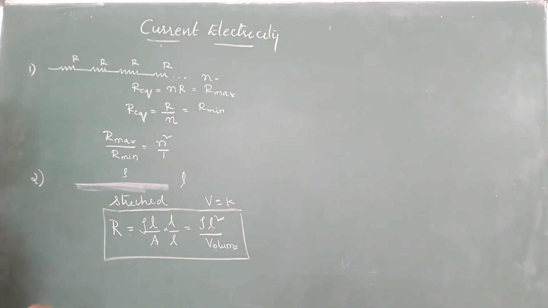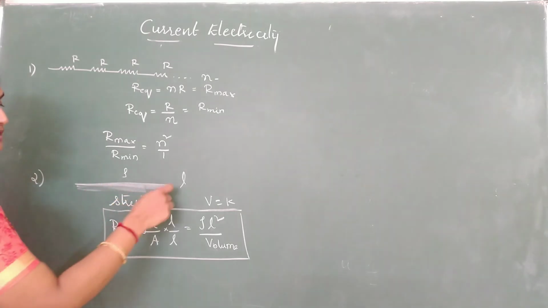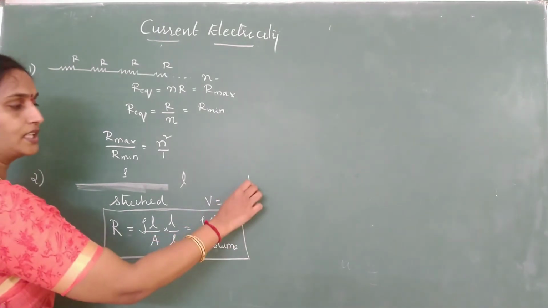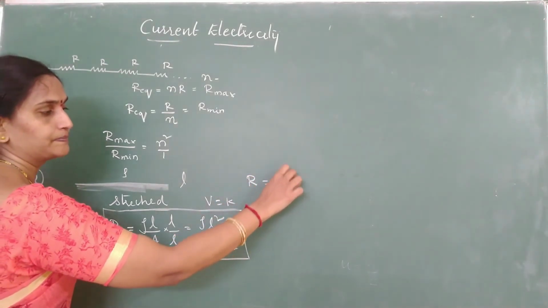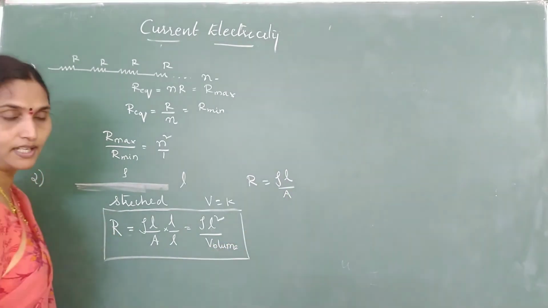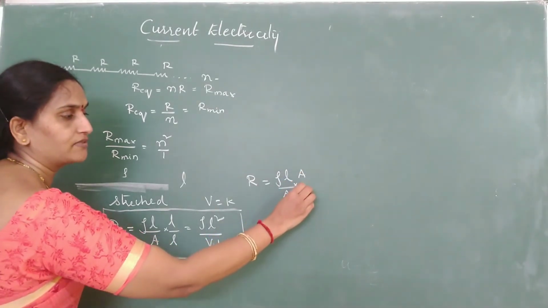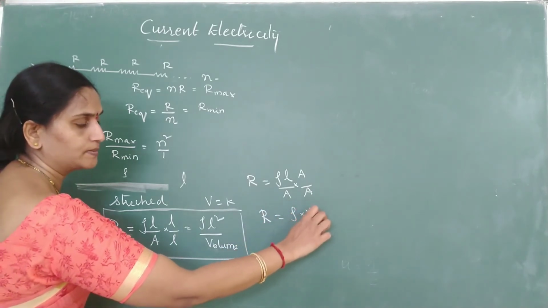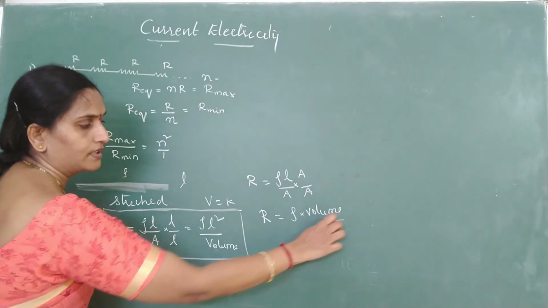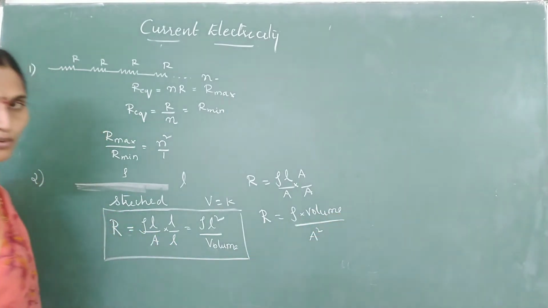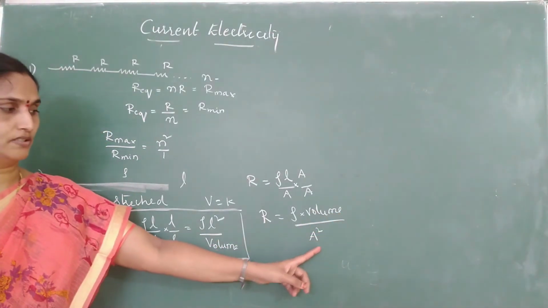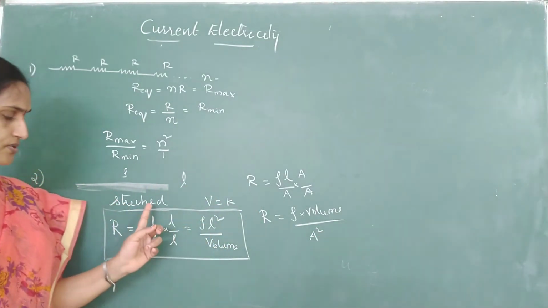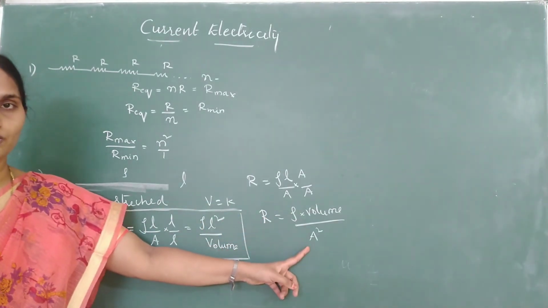If area of cross section is halved, say they are saying that the wire is stretched so that area of cross section reduces to half, then in such a case make use of this formula. We know resistance is rho L by A. This time multiply and divide with area of cross section. R is equal to rho into volume divided by A squared, where A is the area of cross section. If area of cross section is decreased, resistance will increase. So when stretched questions are given, make use of these two relations.